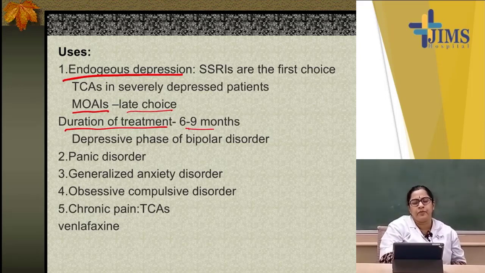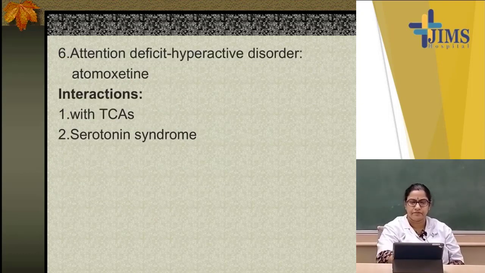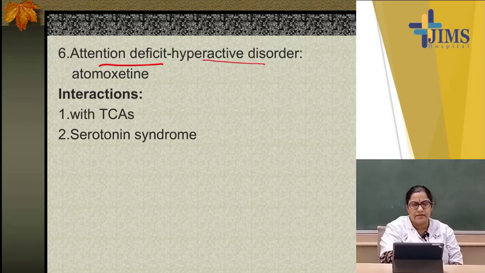Depressive phase of the bipolar disorder. It also can be given in the panic disorder, generalized anxiety disorder, obsessive compulsive disorder, and chronic pain, like the tricyclic antidepressant, for which venlafaxine is given. It also can be used in the attention deficit hyperactive disorder, where atomoxetine is the preferable drug. Interactions: it has interaction with the tricyclic antidepressants as well as with the serotonin syndrome.